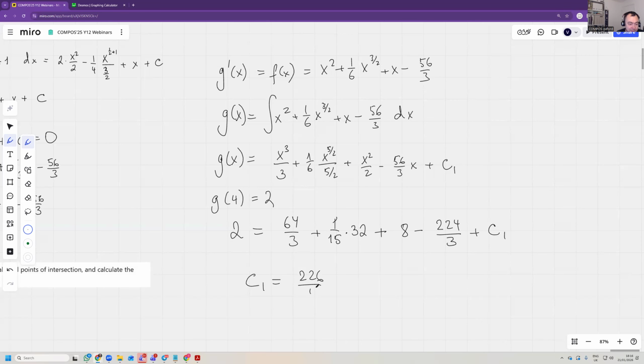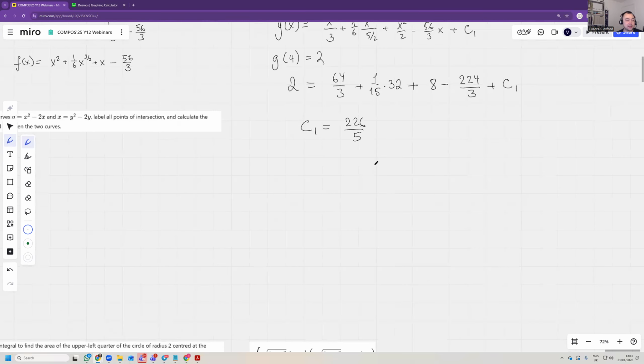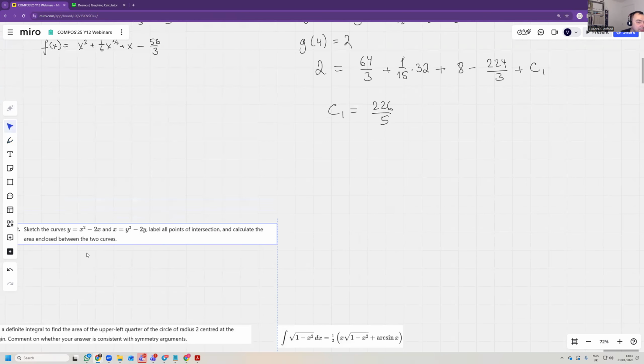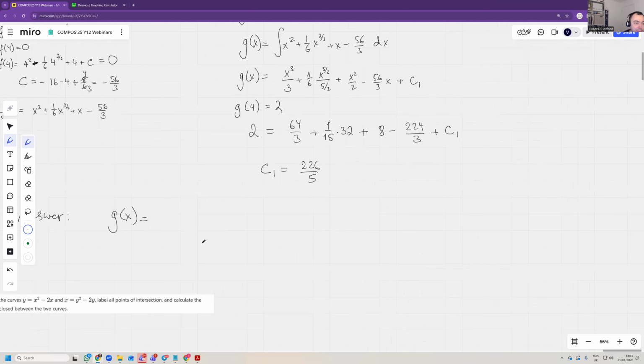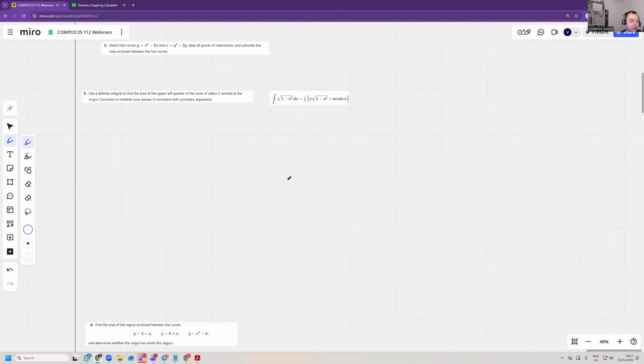226 fifths, and hence the answer: g of x is equal to 1/3 x cubed plus 1/15 x to the power 5 over 2 plus a half x squared minus 56 thirds x plus 226 fifths. That is the solution. Okay.